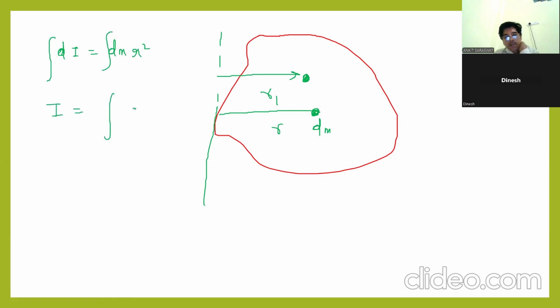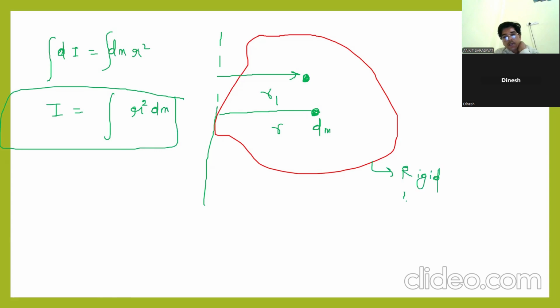Integration of dI will be I. This is the formula to find the moment of inertia of the rigid body, the entire body. This I that you have solved is for the whole body. Clear? Yes, sir.